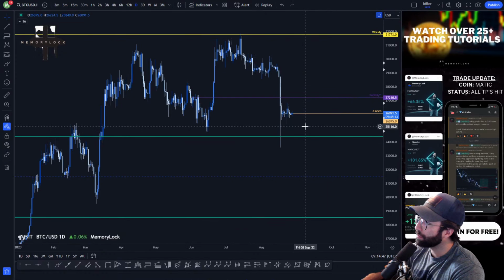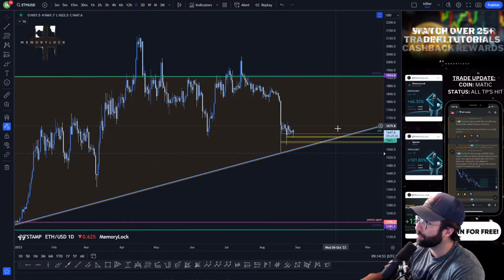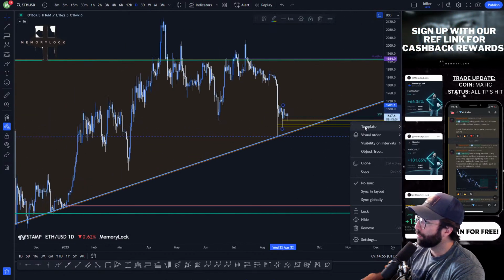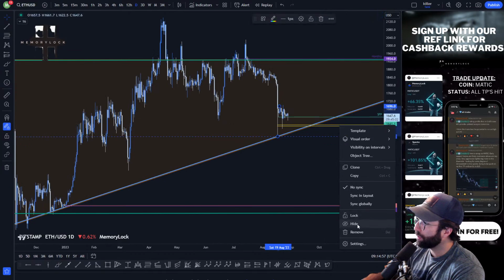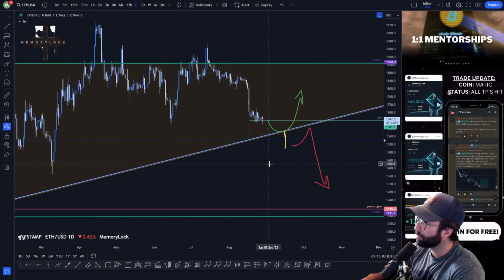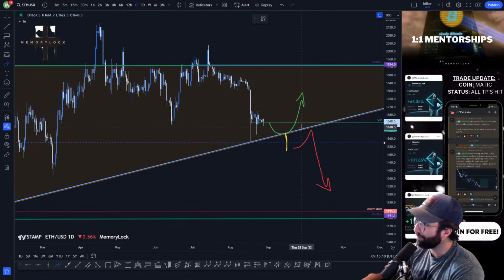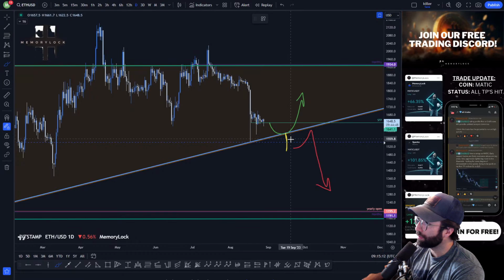Well, how do I want to do this? Let's go ahead and take a look at our ETH analysis from, I believe, last Friday. What I was looking for here, we can go ahead and hide this, was: do we have our plan? Yes, we do. I was looking for maybe a tap of this trend line again.